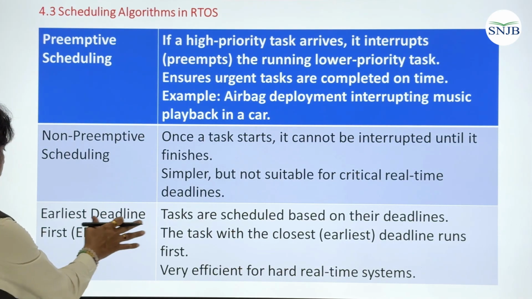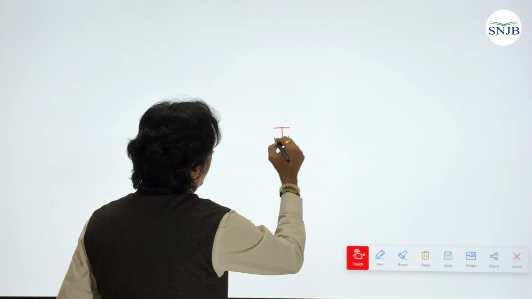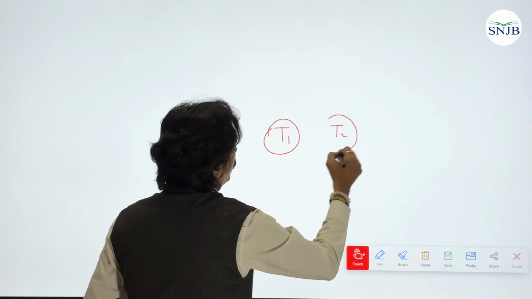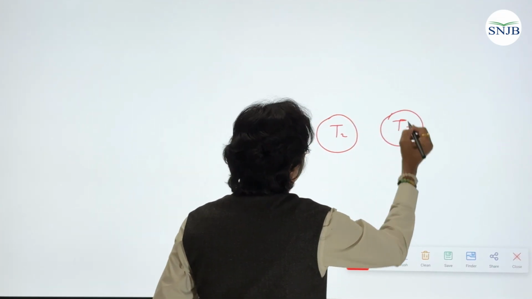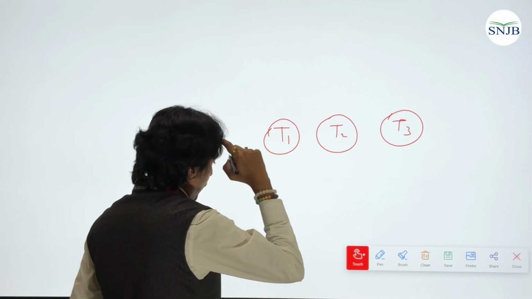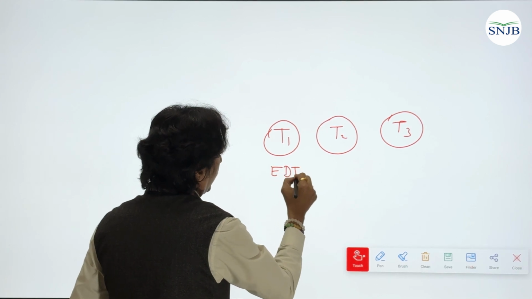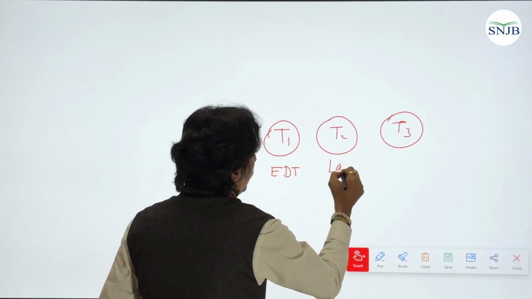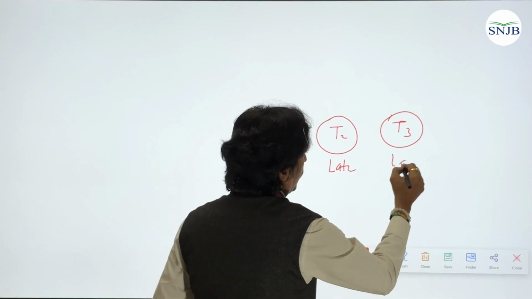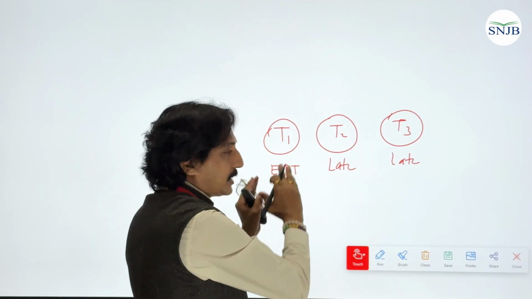Next is earliest deadline first. This is simply like our previous algorithm, shortest job first. Earliest deadline first means that if tasks T1, T2 and T3 are there, suppose this is the earliest deadline task. This is late. This is also late. There is no need to complete those tasks first. This is the earliest deadline task.